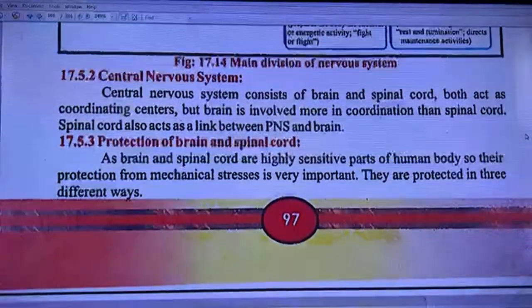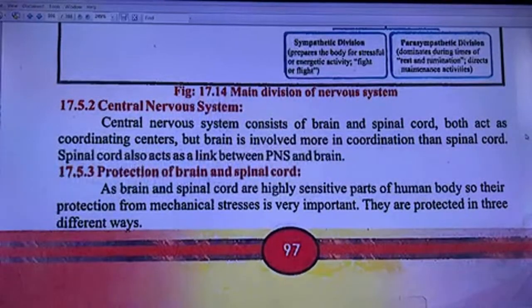Central nervous system. Central nervous system consists of brain and spinal cord. Both act as coordinating center, but the brain is involved more in coordination than the spinal cord. Spinal cord also acts as a link between peripheral nervous system and brain. Protection of brain and spinal cord. The brain and spinal cord are highly sensitive parts of the human body, so their protection from mechanical stresses is very important. They are protected in three different ways.